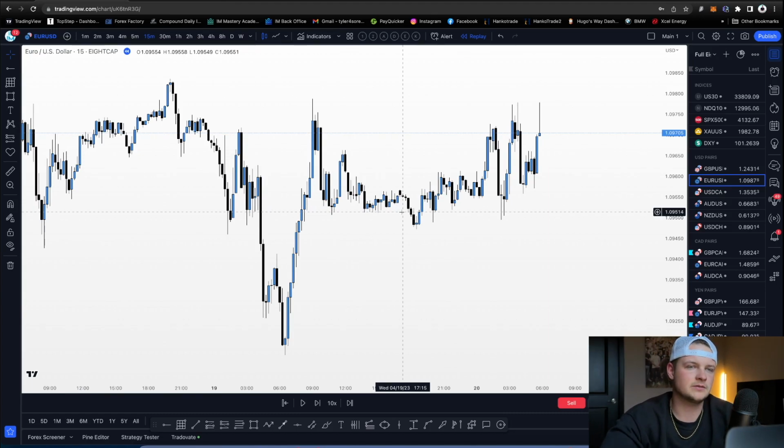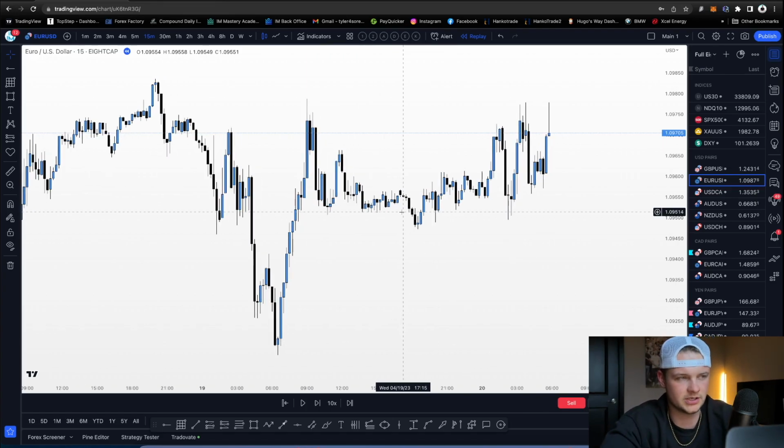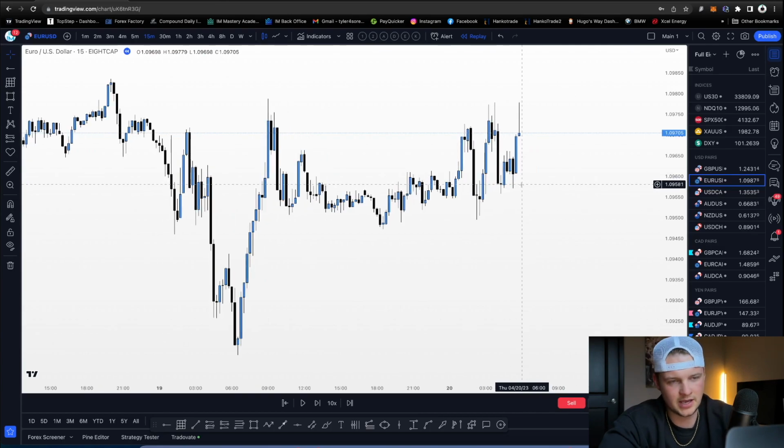So this is where I find the most clear setups, I would say, in terms of looking for a bias coming into New York session. So let me show you guys this for an example. So this is Euro USD, and this is coming up into Thursday. So we're coming into Thursday, guys. And on this day, we did have news. And I'm going to make another video here in just a second about news.